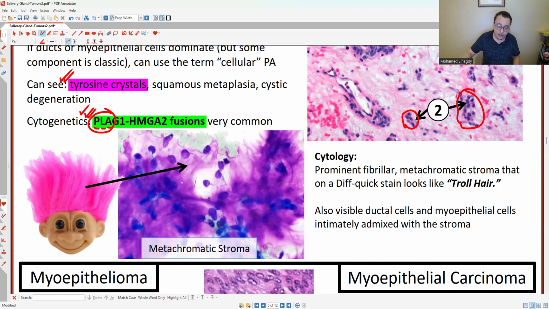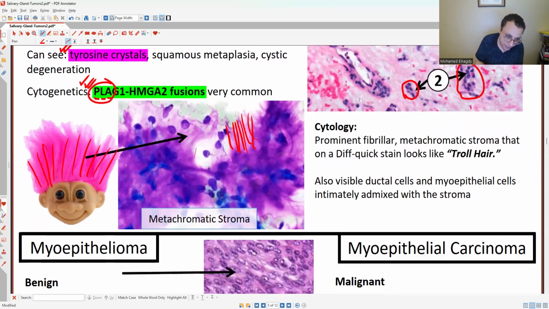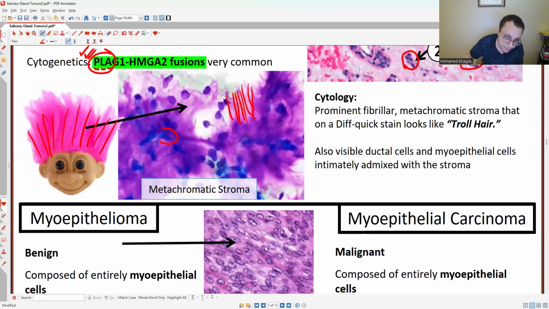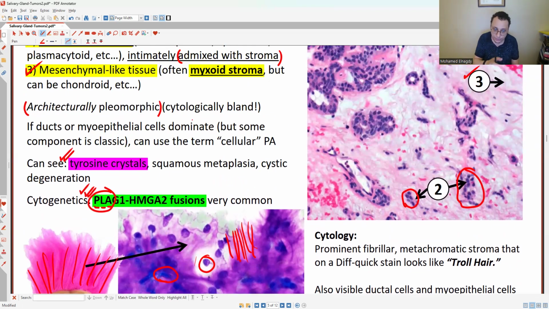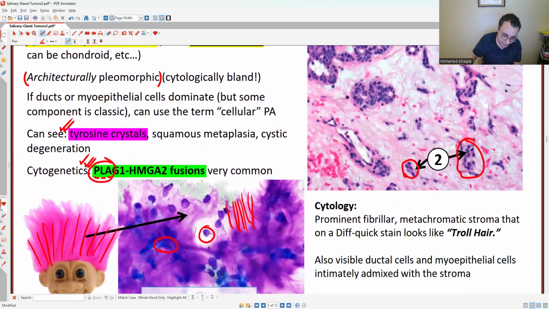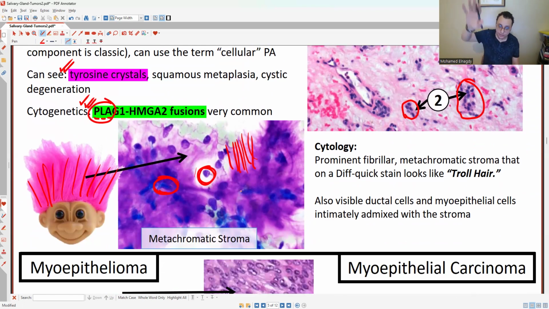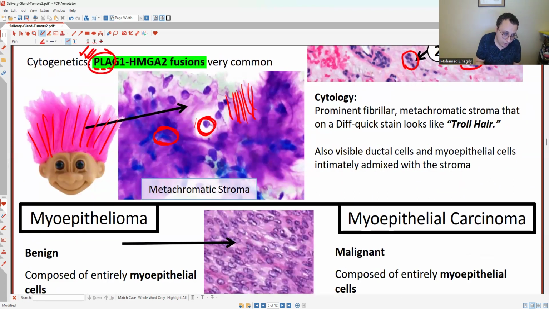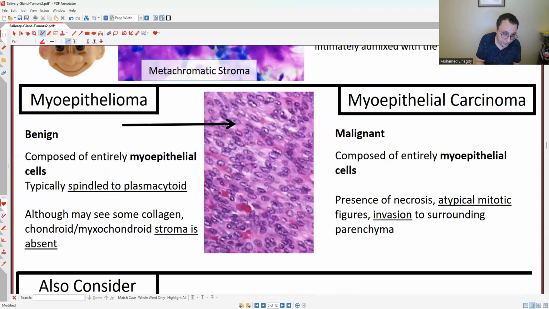But this had the classic troll hair. Troll hair, it's because of the myxoid background and myxoid stroma. So the myxoid stroma is usually in the background, making a red hair of a troll. That's troll hair. That's the pattern on cytology. And you will see the spindle cells here. And of course, the roundish cells, which are, I believe, either the myoepithelial cells or the ductal cells. So the ductal cells or myoepithelial cells are these ones, and the spindle cells are these ones, and that's the background myxoid stroma, which is the troll hair. That's on cytology.